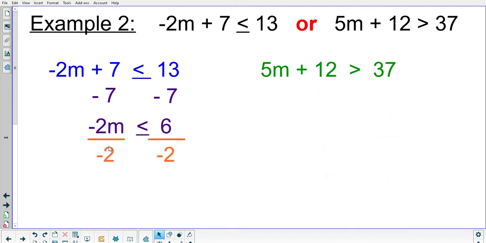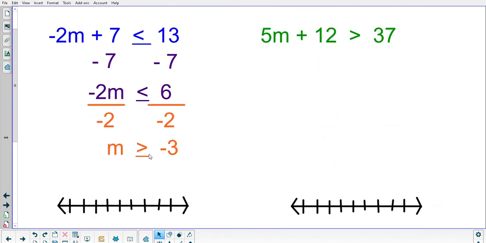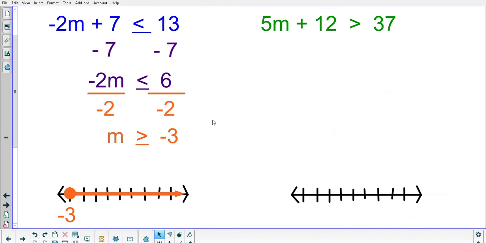We need to divide by negative 2 on both sides, and that should set off an alarm for us. Remember, if our inverse operation on an inequality involves multiplication or division by a negative, we need to switch the direction of the sign. So we're going to change the direction of the inequality symbol and do the division, and we're going to end up with m is greater than or equal to negative 3. The graph of that one, we would have a solid dot on negative 3, and we would have it shaded to the right. So that's what that graph would end up looking like.